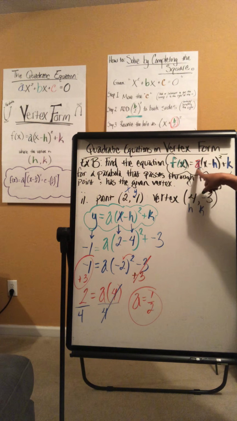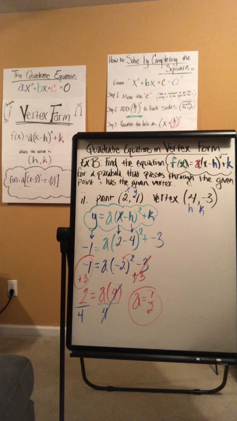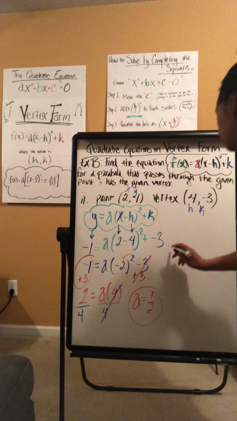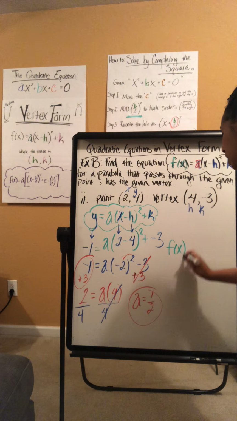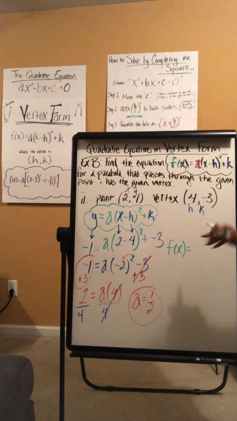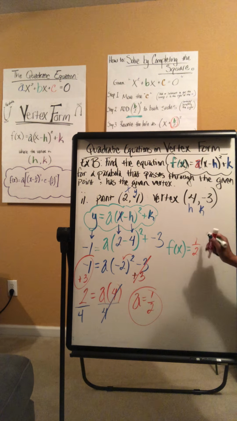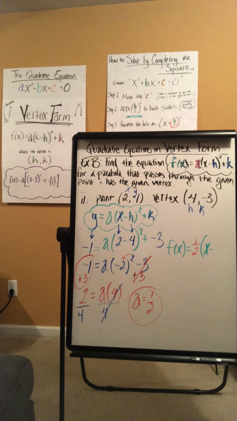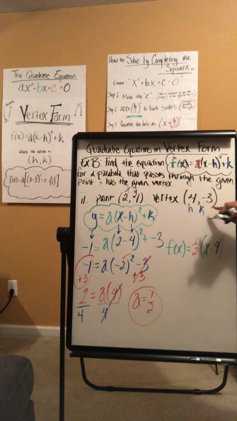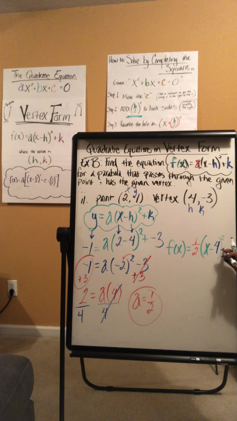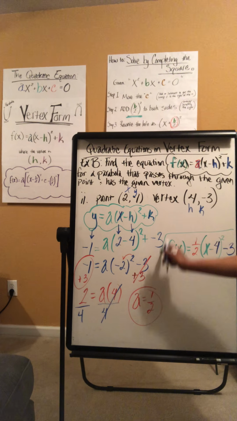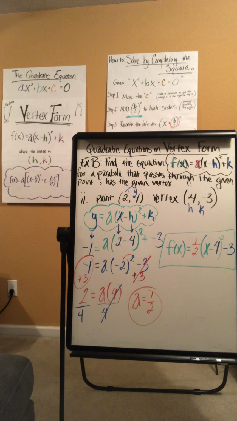Now I'll go back, I will fill in my a, my h, my k, again everything but the f of x. So my vertex form is f of x equals a, which is now 1/2, x minus the h, which was the 4, squared, and at the end it's supposed to be plus k, but my k is a negative 3, so I'll say minus 3. And that is vertex form.